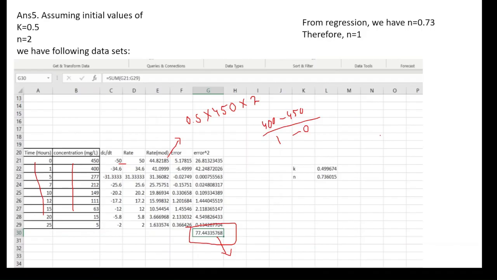By using the Solver function in Excel, there is a function called Solver in Excel. By using that, we can change the values of k and n and reduce the error. When we reduce the error, we found these values: k is 0.49 and n is equal to 0.73. So that will be our correct answer.